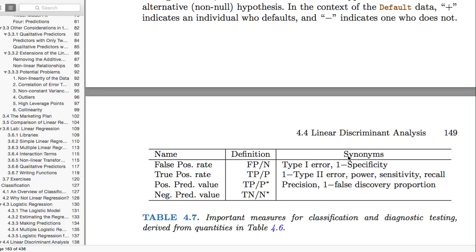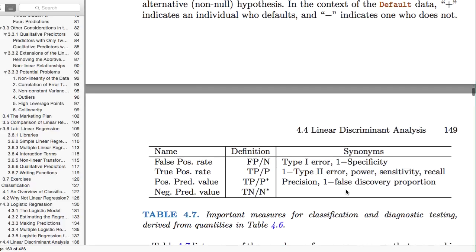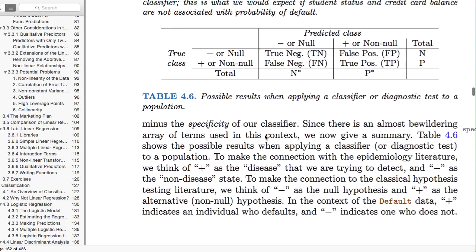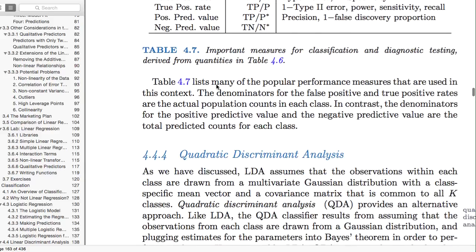These are synonyms used in different fields. If you've done any work in information retrieval, for example, you know that recall and precision are the main terms used. In statistics, generally type 1 error and type 2 error are used. In machine learning, specificity and sensitivity are used. And I don't know where 1 minus false discovery proportion is used; I'm not sure what field that comes from. But in any event, these are key quantities for how good a job we do in predicting classes in all different domains.